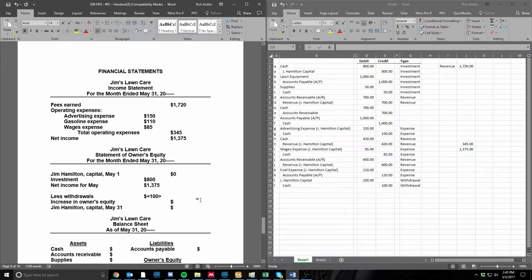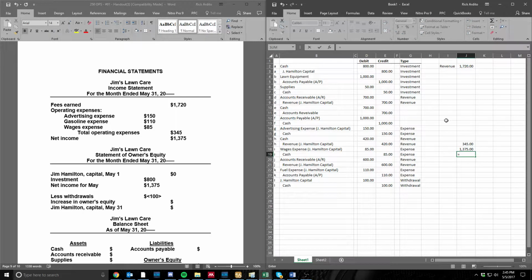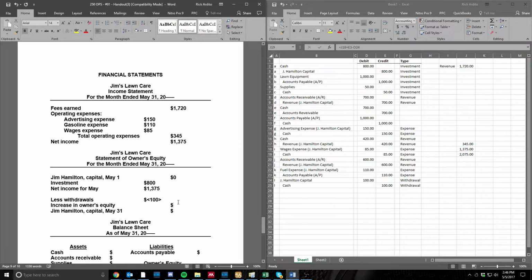So our increase in owner's equity is net income plus our investment minus our draw is 2,075. That's our increase. 2,075. So our capital account at the end of May, ordinarily, like if it was next month, we would start with 2,075 and we would add the two together. This month we started with 0, so it's 0 plus 2,075, so our ending is 2,075.